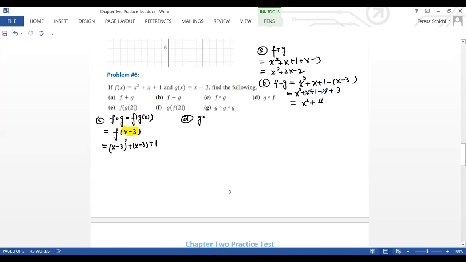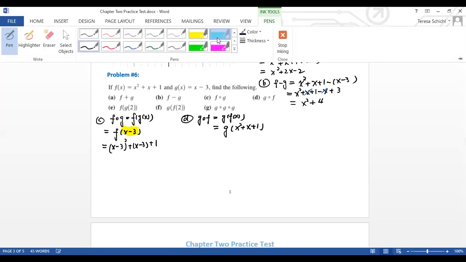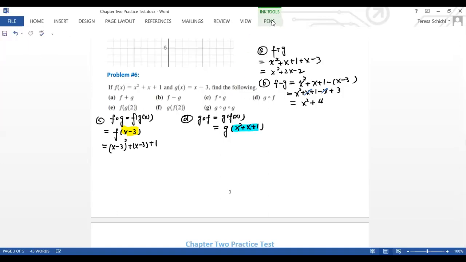Okay, so D here is g composed with f, right? That means f goes inside. So what is f here? It is x squared plus x plus 1. That means for the g function, every x you need to replace with this, right? So let's take a look. The g function is x minus 3. So this is x squared plus x plus 1 minus 3, right? So the answer here is x squared plus x minus 2.